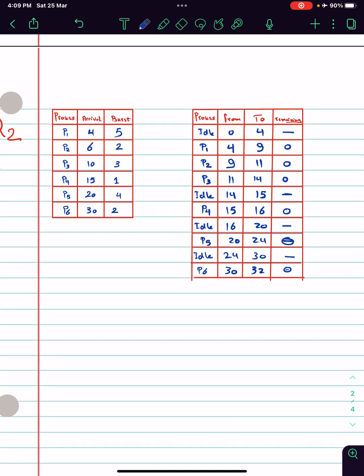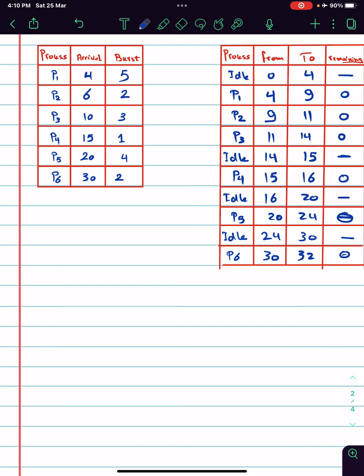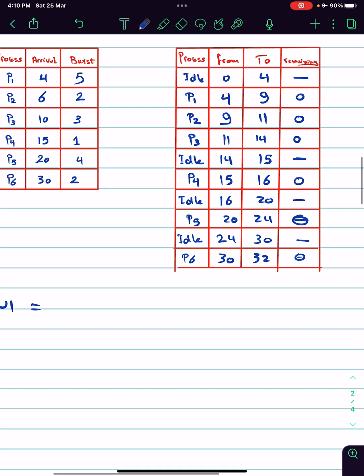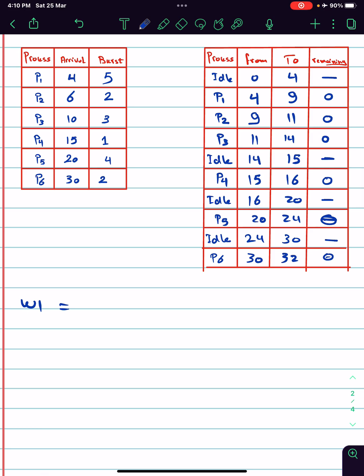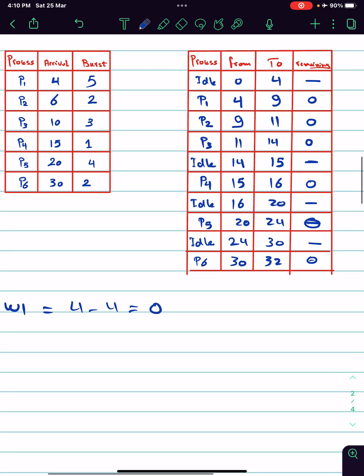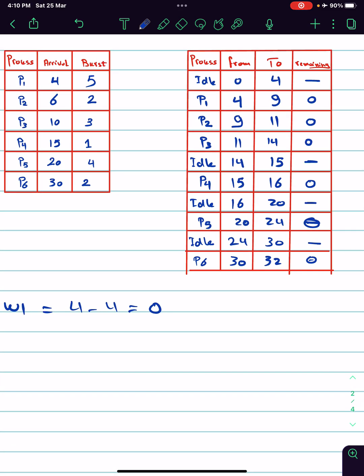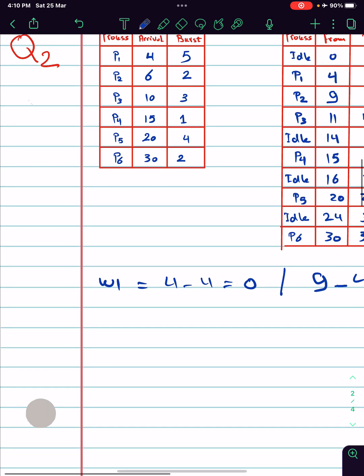So having said that, you can now calculate the waiting time of process 1. I'll call it W1. Because this is non-preemptive, I'll do the start minus the arrival. So 4 minus 4, that's a 0. You can also say the finish time, which is 9, minus the arrival time, which is 4, minus the burst, which is 5. This is also a 0. Okay.